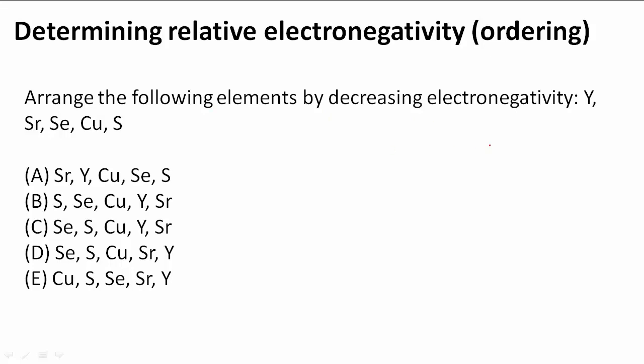So we have 5 elements: Y, SR, SE, CU, and S. So these 5 elements we have to put in order from biggest or largest electronegativity to smallest, because that means it's decreasing in electronegativity. So let's find the one that has the biggest electronegativity out of the Y, SR, SE, CU, and S group.